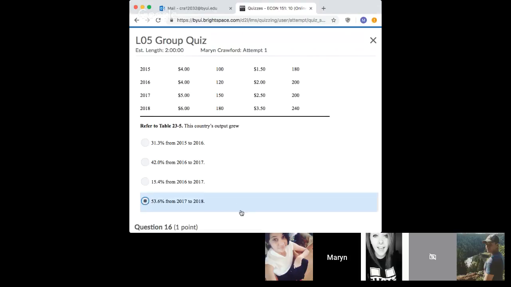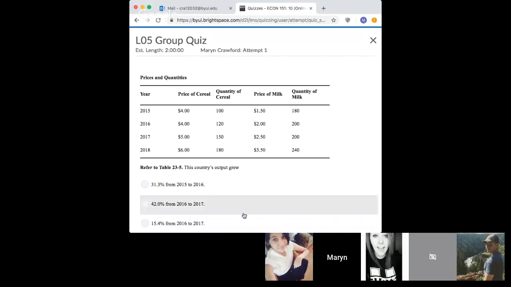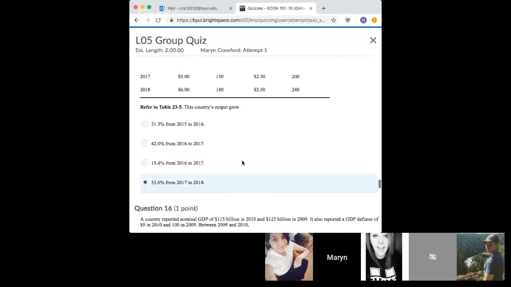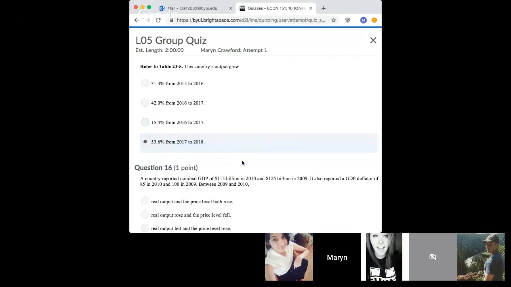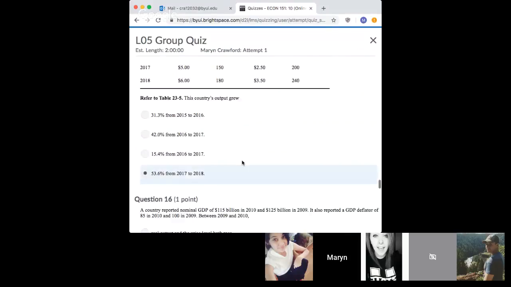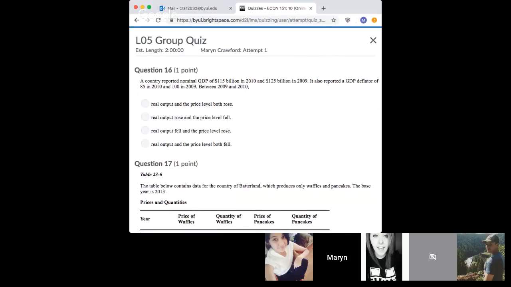That's so weird they use the price, because I feel like when it says output, that would just mean the quantity. You know what I mean? Mm-hmm. But you're right. Okay, is everyone good with that one? Okay.